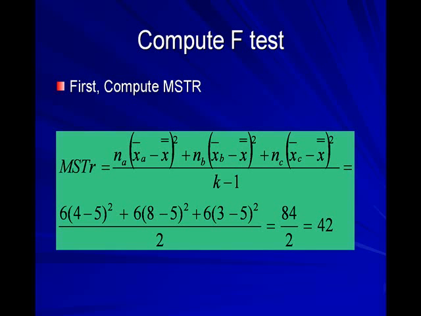Then the sample mean for group A, which was 4, minus the overall mean, which is 5, square that. So if you look down below that, you have in the middle 4 minus 5 squared, that's 1, times 6 is 6. Then you go through that for each of the 3 terms on the top. Sum all those, you're going to get 84. Divide by 2, and you'll get a mean square treatment of 42. That's the size of the effect.